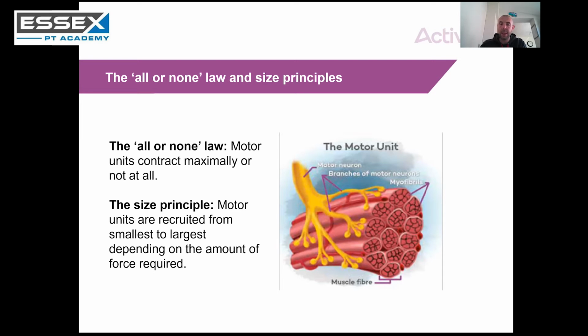All or nothing, either contracts or it doesn't. And the motor size principle starts with the smallest set of motor units up to the largest, depending on what you're asking it to do. So if I want to pick up a pencil, that's a very small recruitment task. If I want to do a leg press, that's a much bigger force requirement. And so therefore I'm going to recruit starting with a few and then up to my big motor units.